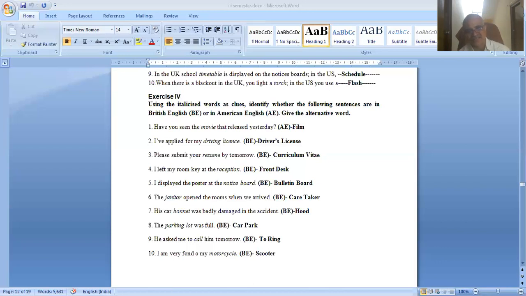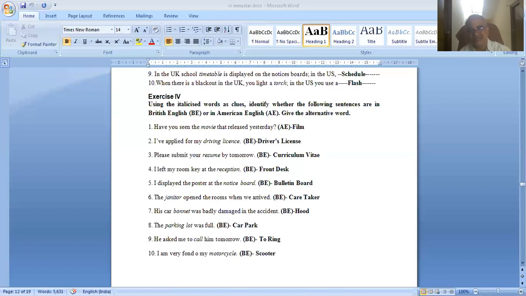And the ninth sentence. He asked me to call him tomorrow. So that person asked me to make a phone call tomorrow. Here the word call belongs to British English. But Americans prefer to use the word ring instead of call. So in American English, the sentence becomes, he asked me to ring him tomorrow. Here it becomes to ring in American English, but in British English it becomes to call.